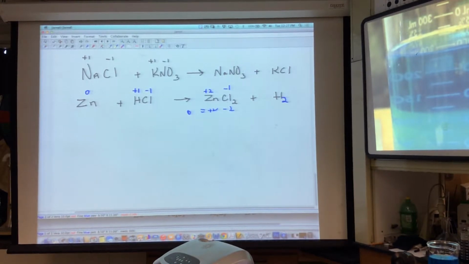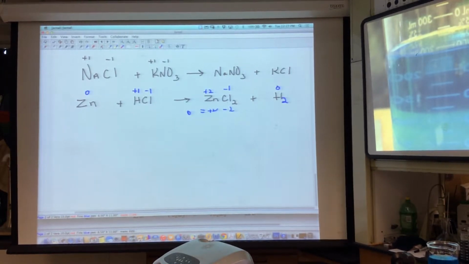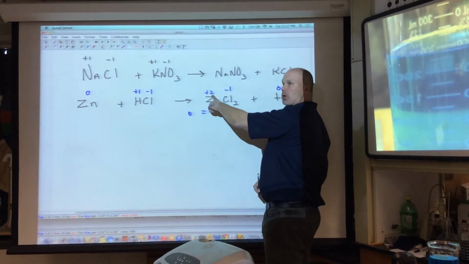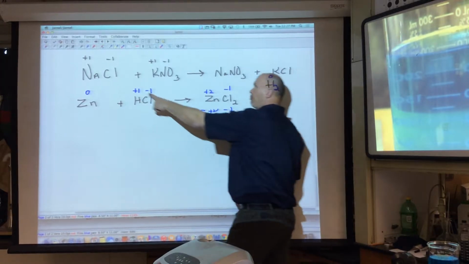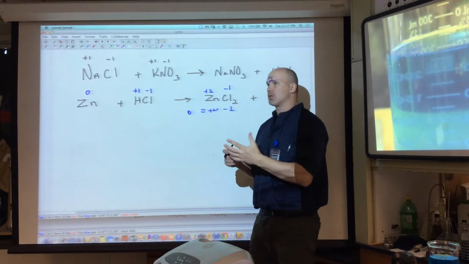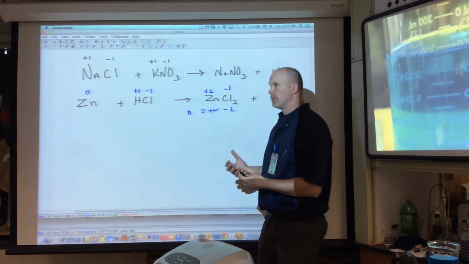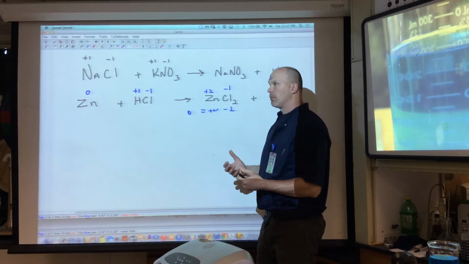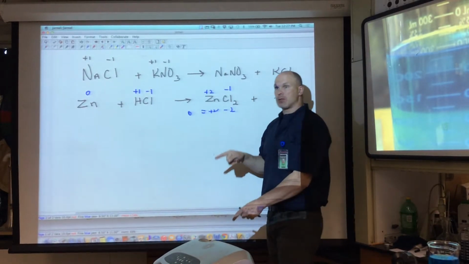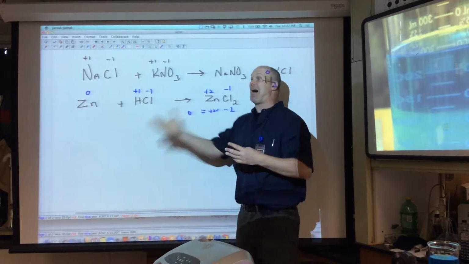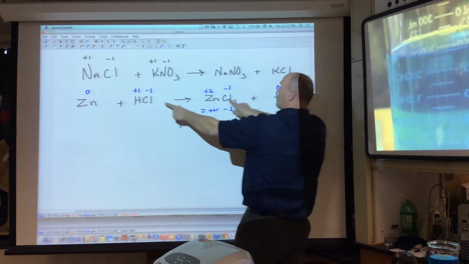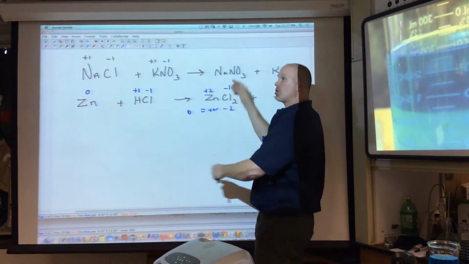This is H2. What's the charge of H2? 0. Are the oxidation numbers changing? 0 is going to zinc +2. H plus is going to 0. Who is gaining negatives? Whose charge is going down? Well, the chlorine's not changing. Here's a Regents question: which of the following is neither getting oxidized nor reduced? You'd say chlorine. Just like these guys are not getting oxidized or reduced. So chlorine's not doing anything. Whose charge is going down?